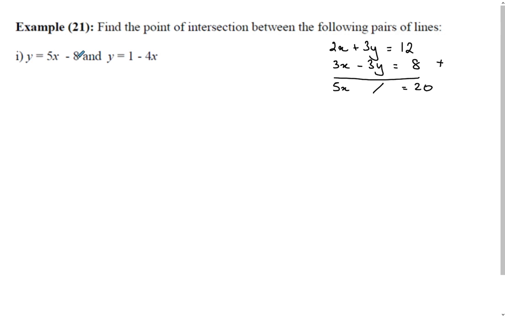So if y is that and y is that, then you've actually eliminated the y, yeah? And you can say, well, 5x minus 8 is equal to 1 minus 4x, because that x coordinate of 1 was the same for both, yeah? All right? So then it becomes a really nice linear equation.